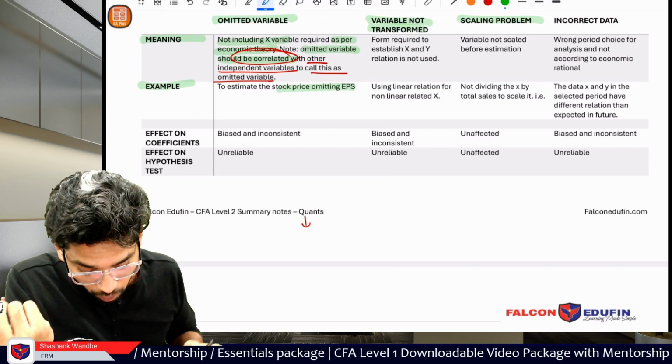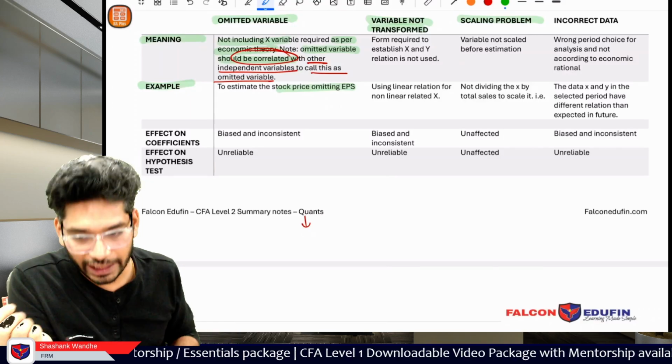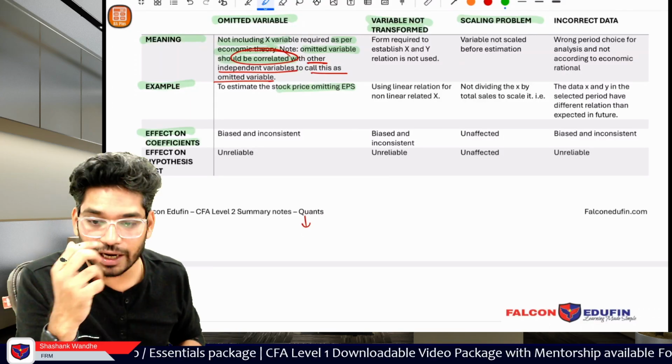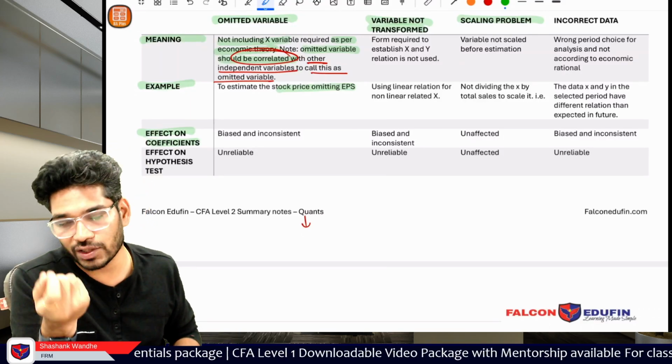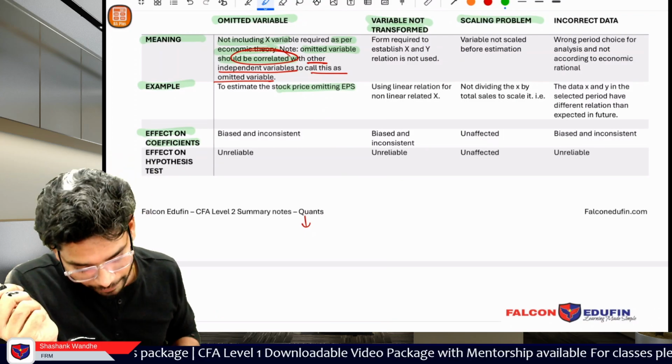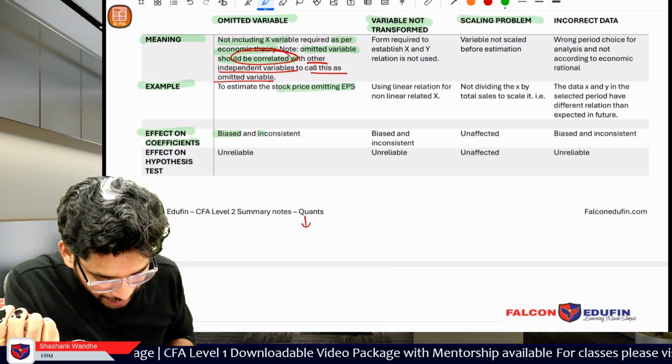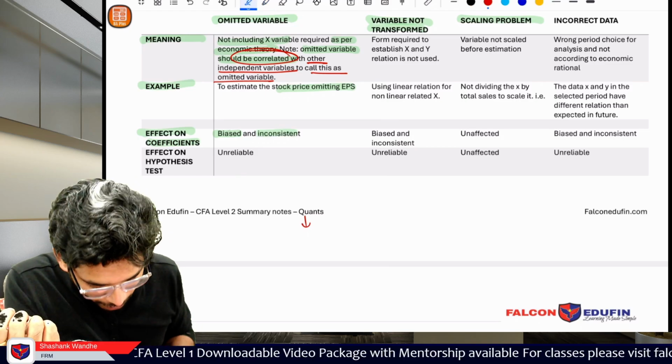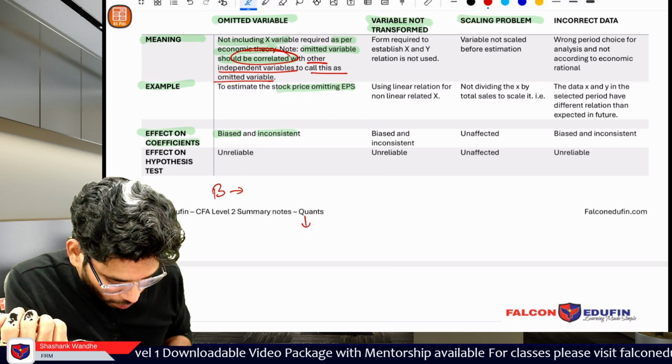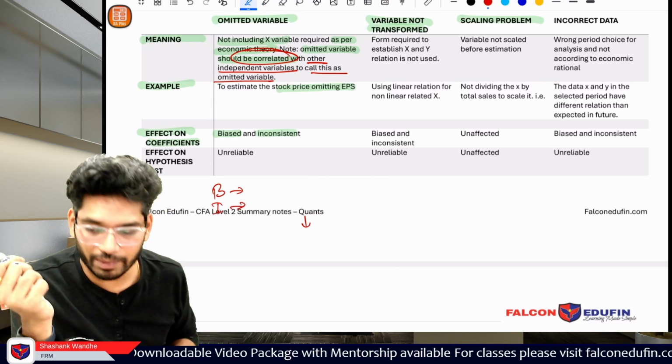Okay. Now what happens if you omit the variable? Then there are effects on the coefficients, the B0, B1, B2. Coefficients are biased and inconsistent. What is the meaning of biased and what is the meaning of inconsistent? You have to remember this.